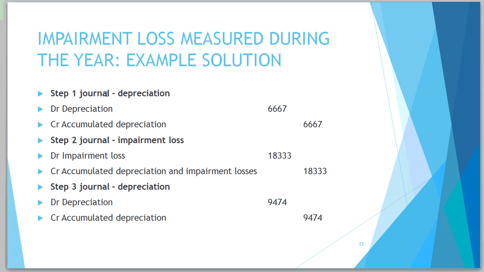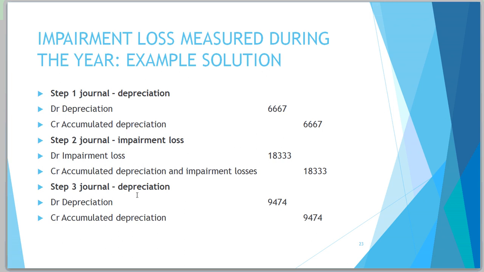So there we will say our journal is then debit depreciation, credit accumulated depreciation, and that's our step 1. Then step 2 is to recognize our impairment loss. So we'll debit impairment loss, credit accumulated depreciation and impairment losses. If you just write accumulated depreciation, you will still be awarded the mark. That is the 18333 in step 2.